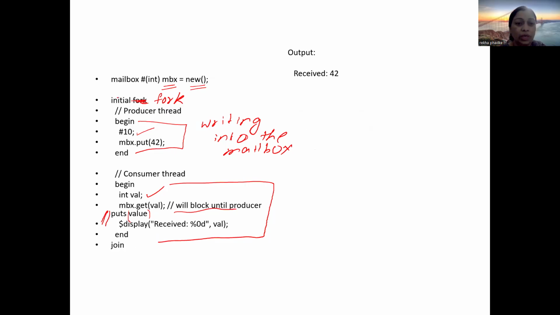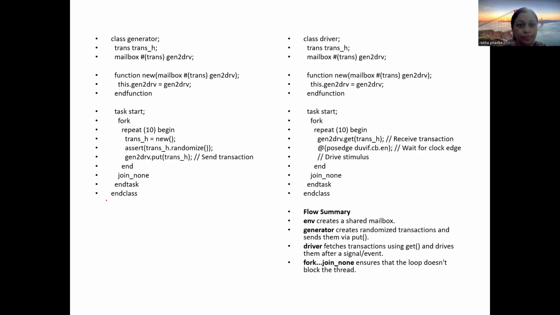Okay, so initial, next line we should have fork, or you can keep it on the same line. And then we have begin, end, and then join. So that's how this works. Then received 42 will be the output.